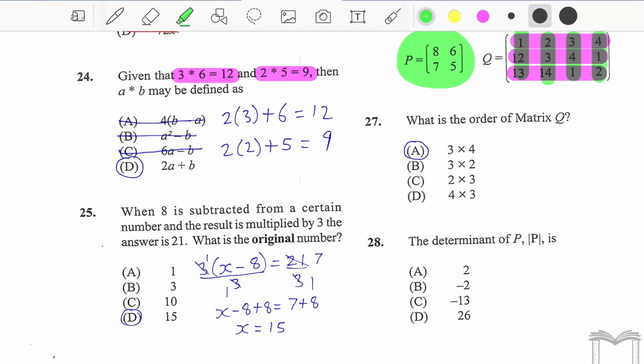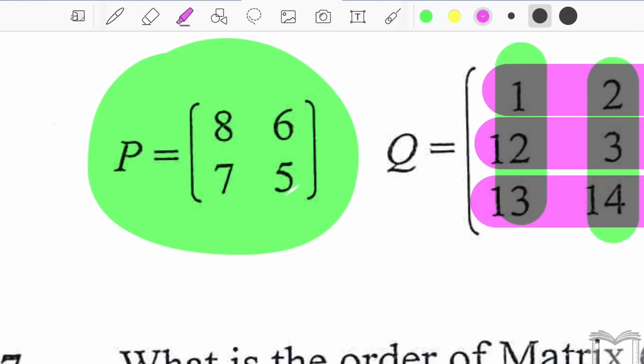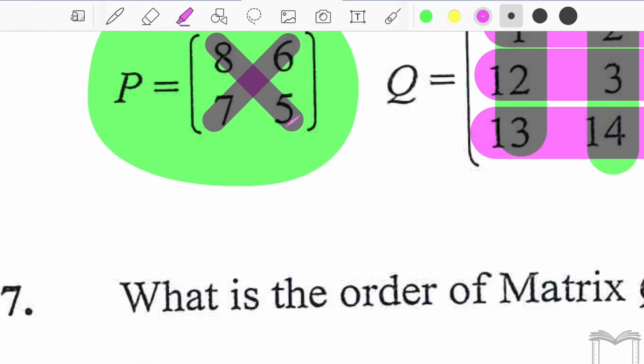So the formula for determinant is the product of one of the diagonals minus the product of the other diagonal. Let me show you. So 8 multiplied by 5 minus 6 by 7. When we work this out, we will get the determinant.